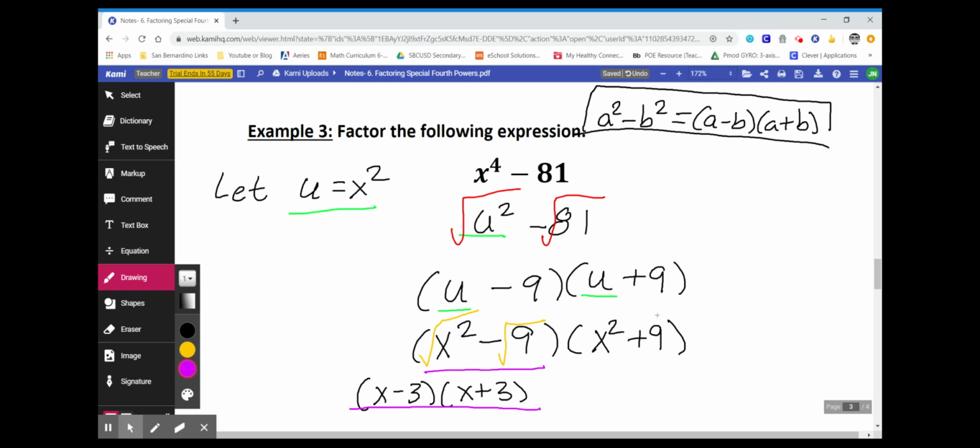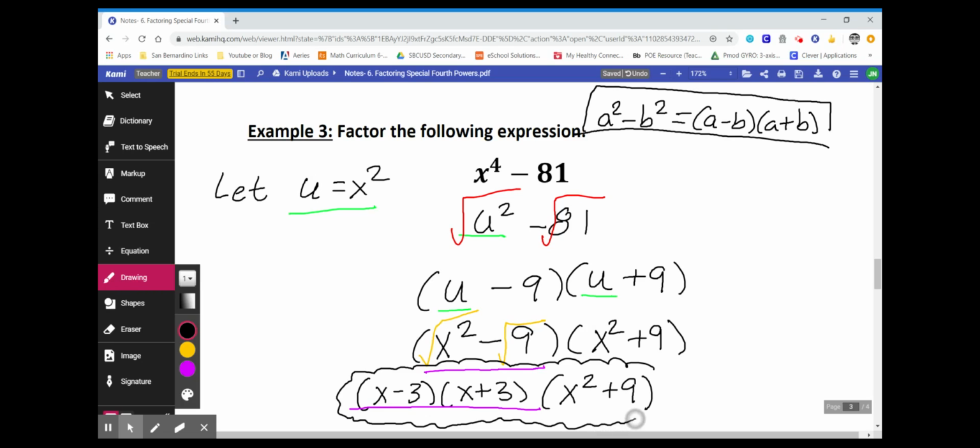And then can I break this up more? The answer is no, because this is not a difference of squares. This actually has a plus sign, which means we can't use any formula to break that up. So my final answer would be x minus 3 multiplied by x plus 3, and then multiplied again by x plus 9. So this will be my final three factors. And then I can circle this because it is not factorable anymore. I went as far as I could go. So you want to break it up as much as possible. If you can still break it up, keep going. All right, so that was example number 3.